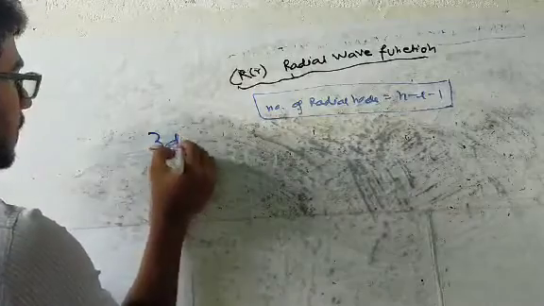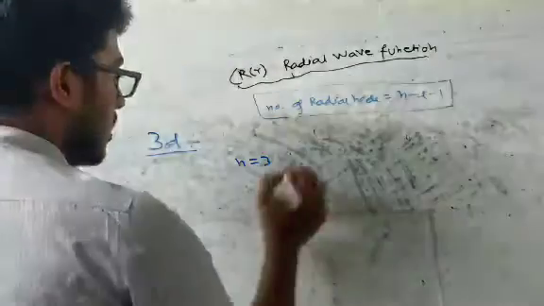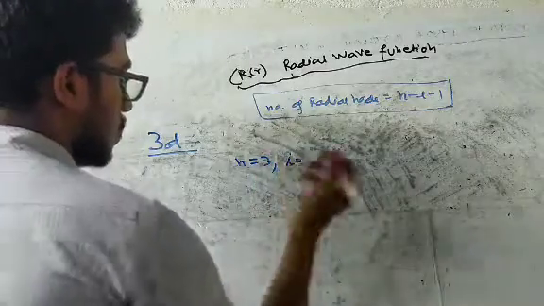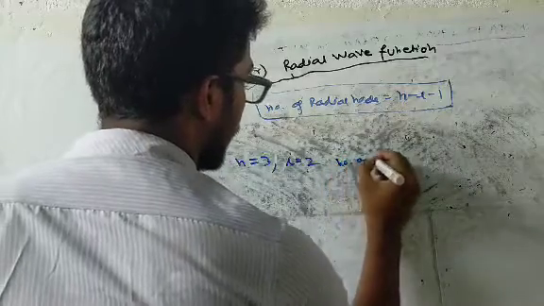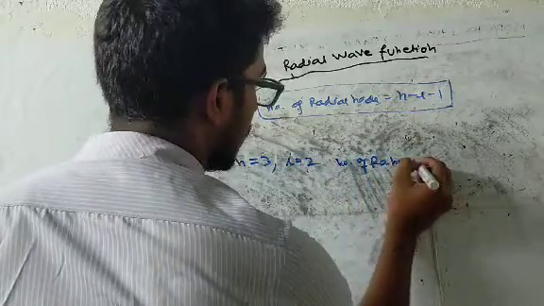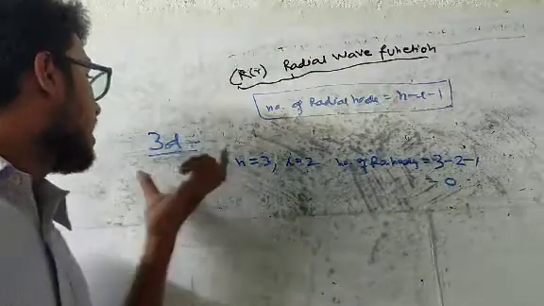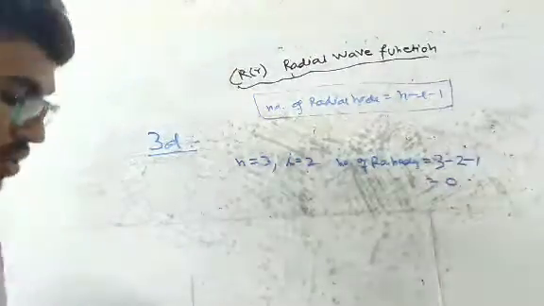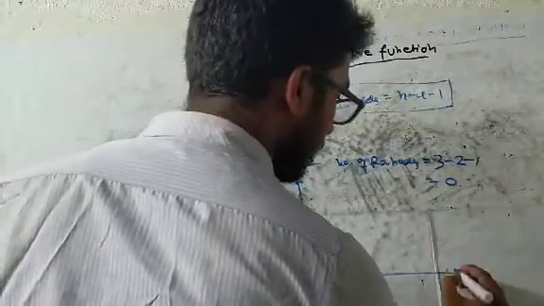So let's take the example of 3D. Here n equals 3, l equals 2. So the number of radial nodes equals 3 minus 2 minus 1, which equals 0. That means for the 3D orbital there is no radial node.